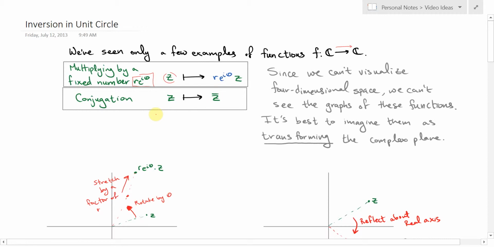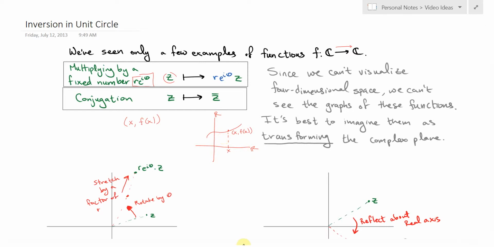So now an important point is, since we can't really visualize four-dimensional space, we can't see the graphs of these functions. I mean, the graph of a function is the set of all points x, comma, f of x. If you think of just the graph of a real valued function, you'd plug in some value x, and then you'd look at the point x, comma, f of x. The y-coordinate would be the value of the function at that point x. So you need R and R for a real valued function. Each is one-dimensional, so this is overall two-dimensional, and we can visualize these graphs.